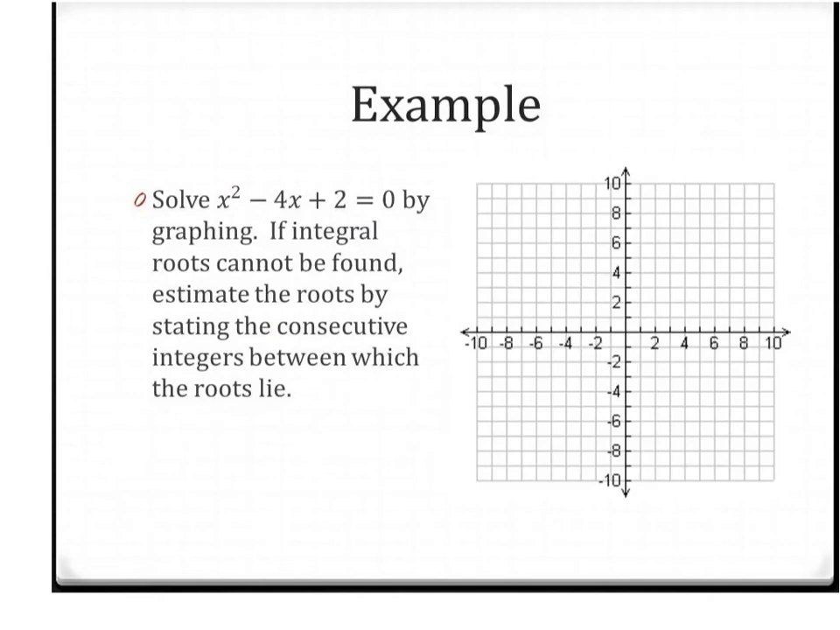The last thing we need to address is that you're not always going to have whole number roots. The first examples we did, well, 3 of them that had roots, very nicely crossed at a whole number. But that's not always the case. Here's a different set of directions. If they don't cross at a whole number root, you're just going to estimate by saying the consecutive integers it's between. So for example, if it crosses here, you're going to say it's between -8 and -7.